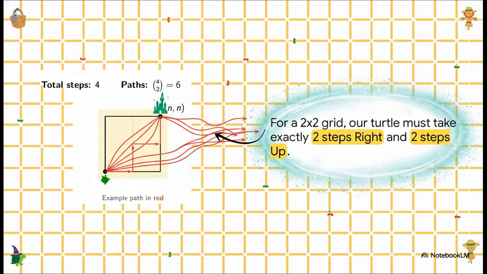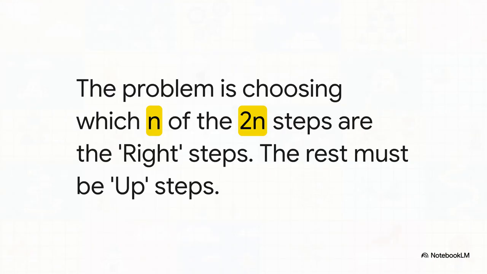Let's look at a simple little 2x2 grid to see what's going on. To get from the bottom left to the top right, no matter which path you take, you absolutely have to make 2 moves to the right and 2 moves up. Think about that for a second. Every single valid path is just a different arrangement of the exact same 4 moves, 2 rights and 2 ups. So here it is, the big aha moment.